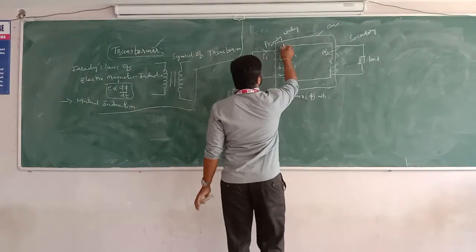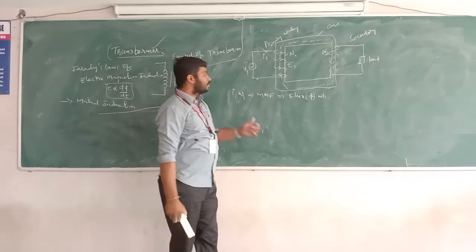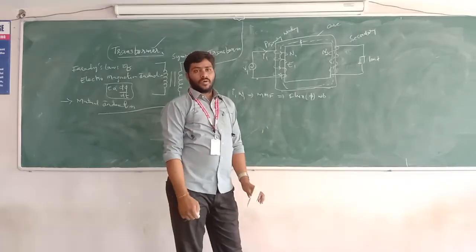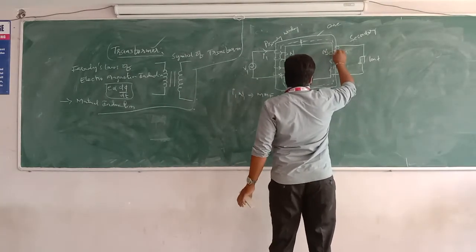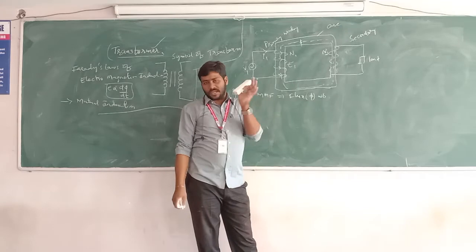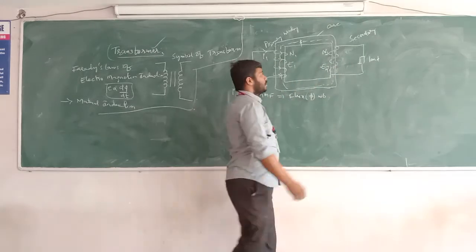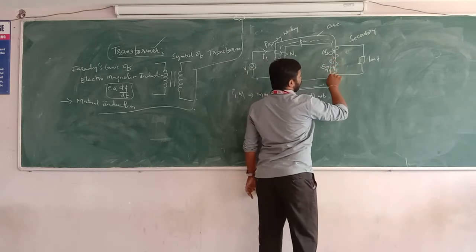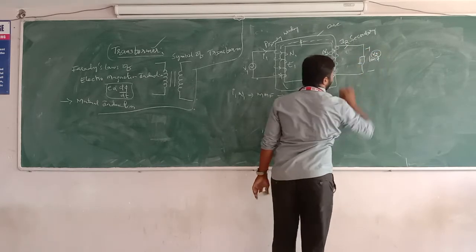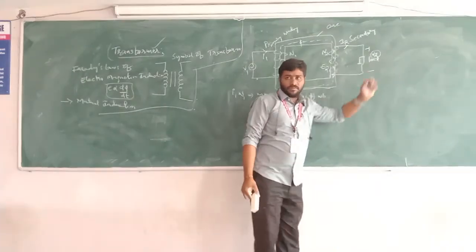Now this flux runs through the entire core, because this is a magnetic circuit. So this flux is also cut by the secondary winding. That means there is also an EMF E2. Because of this E2, the current I2 goes through the load, and finally we get the load voltage. Like this, the voltage can be changed from E1 to V2.